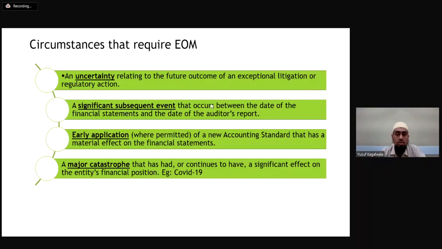Some changes have come in the accounting standard. So anything which is a subsequent event and a significant one, which might have an impact on the financial statements, I need to disclose it as per EUM.